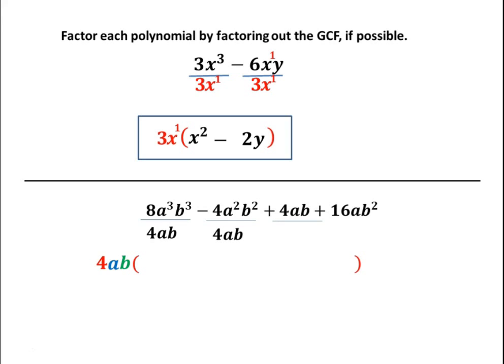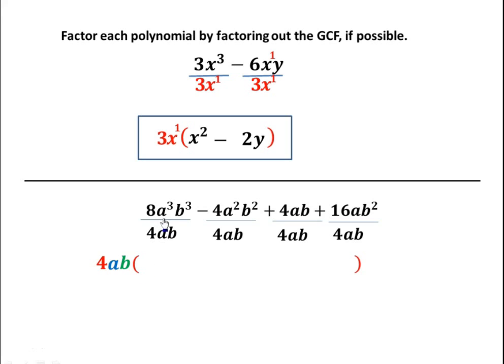We take positive 4ab and divide it by itself, 4ab. And we divide our 16ab squared by 4ab. So now let's just simplify each one of these little fractions. So our 8 over 4, that's going to reduce. That's going to give us a 2.